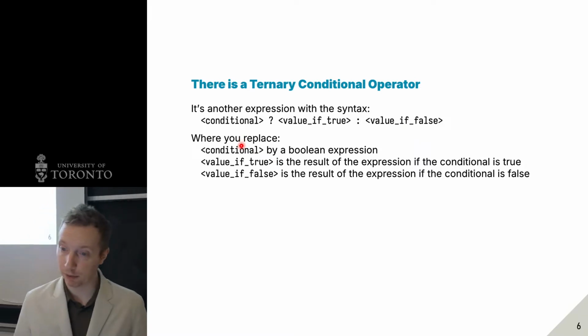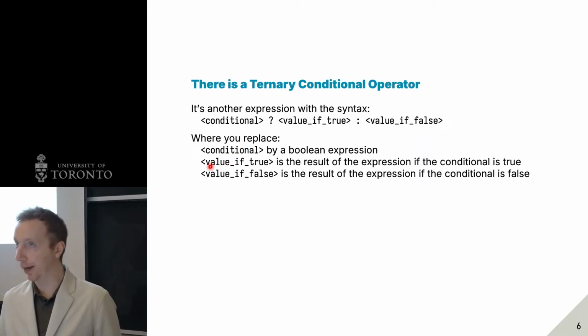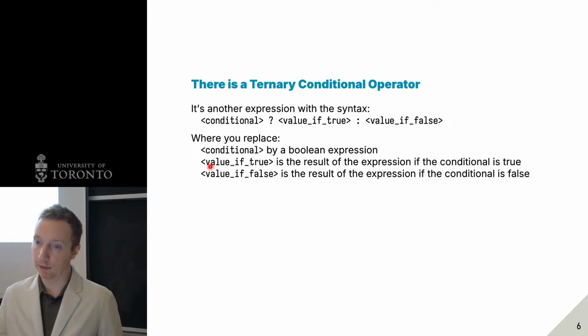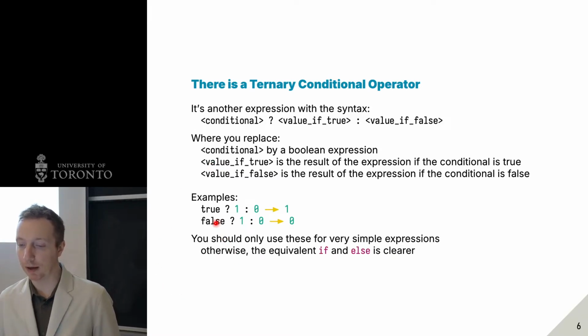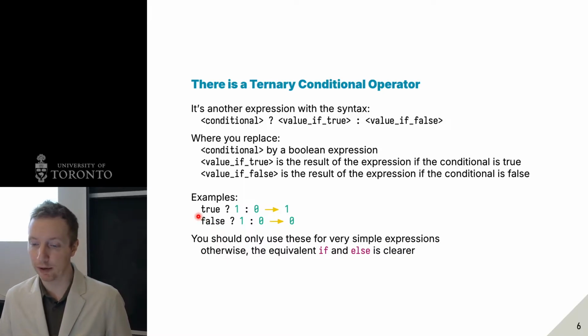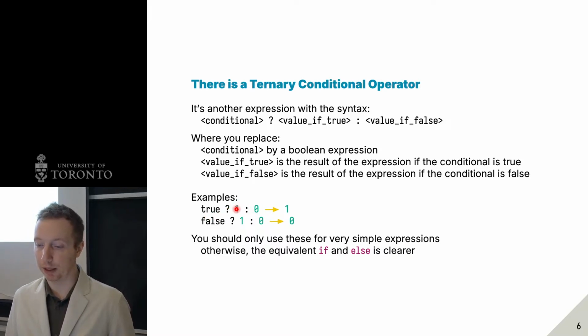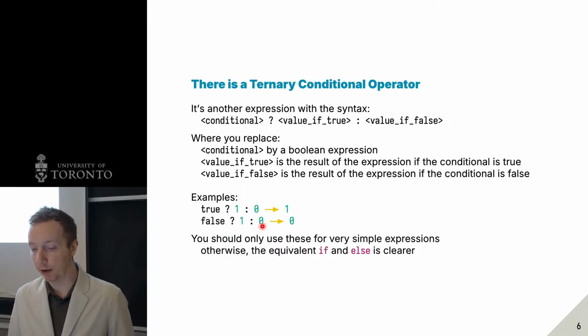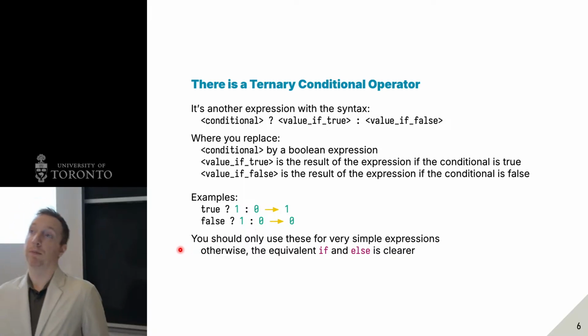So that conditional has to be true or false, and then again, the value if it's true, and the value if it's false. So some examples of that, which are a bit silly because you should just return the value in this case, but I could write true, so true is always true, question mark 1 colon 0. In that case, the result of this expression will be the value if it's true because that conditional is true, so it will evaluate to 1. Similarly, with false, it will evaluate to the second value here, which will be 0.